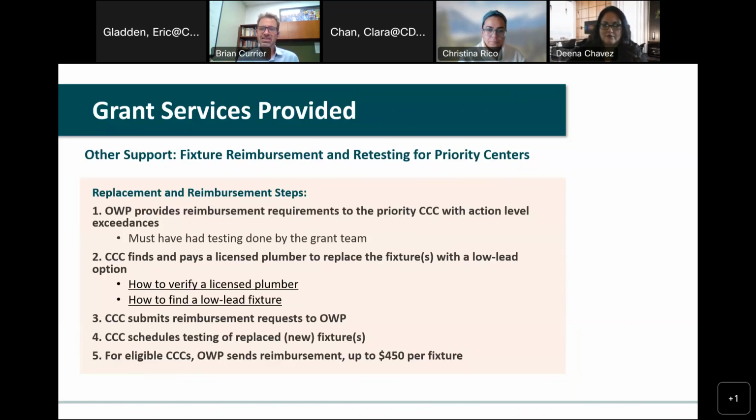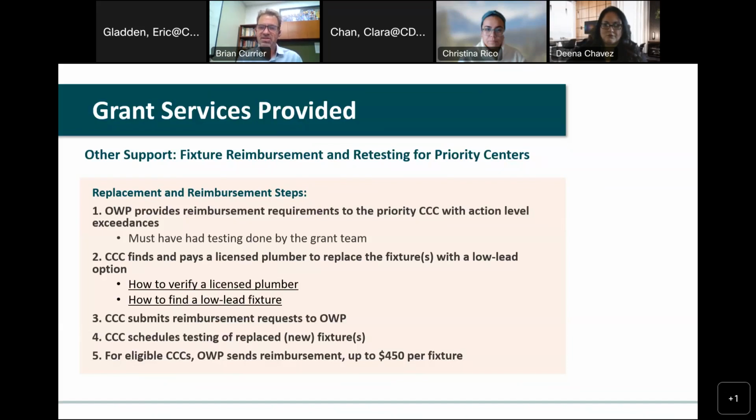After corrective action is taken, whether a fixture replacement, filter addition, or both, the grant team will retest the affected outlets. The retest must be scheduled before we're authorized to send the reimbursement. OWP right now is reimbursing at up to $450 per replaced fixture, again, to the eligible priority childcare centers. The program, side note, cannot reimburse for filters. That's just a restriction of our grant.